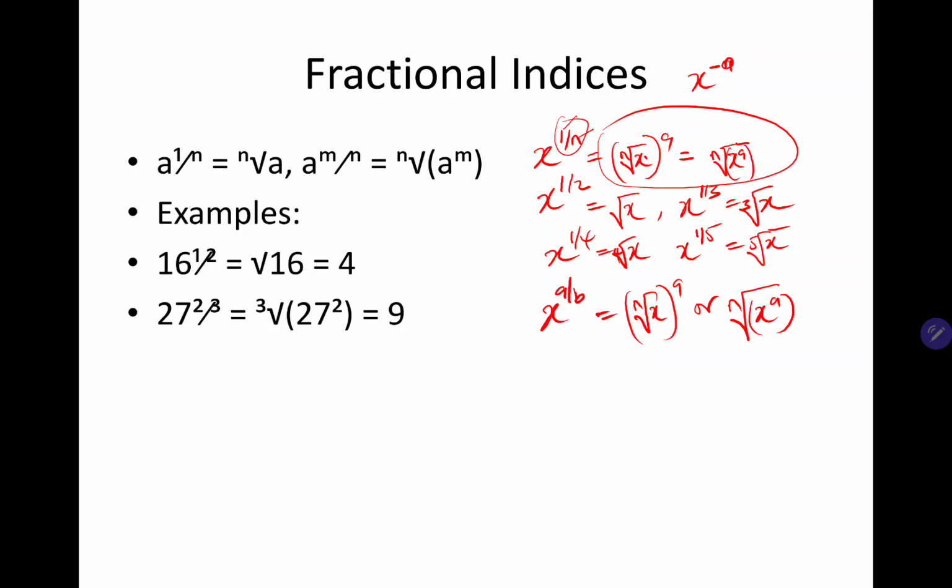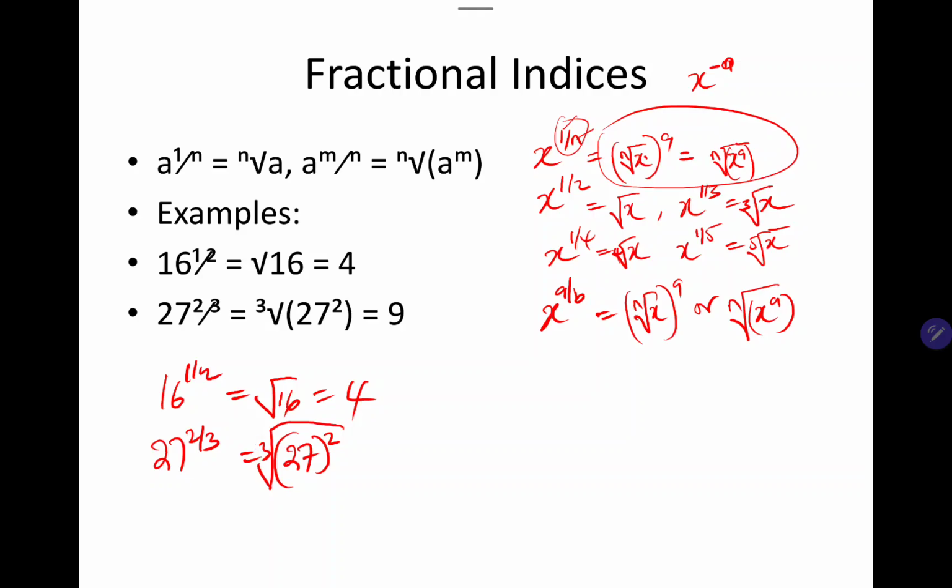Okay, so we take an example here. 16 raised to power 1 over 2, which is the same thing as 16 raised to power half, is the same thing as the square root of 16, which is equal to 4. Then 27 raised to power 2 over 3. This is the same thing as 27 squared. I find the cube root, and this is equal to 9.